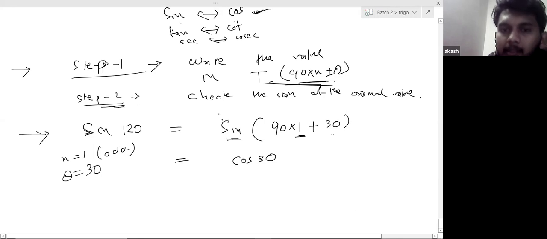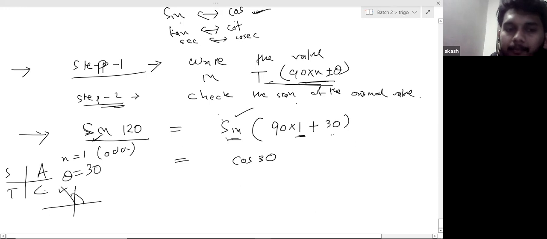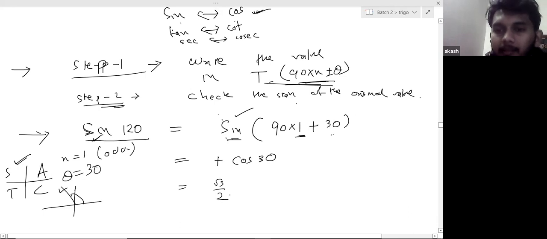Now step 2 is check the sign of the original value. The original question was sine 120, and 120 lies in the second quadrant, right? In the second quadrant, sine is positive. Remember that, A S T C. So this will be a positive sign. The value of cos 30 is √3 by 2. So this will be the answer.